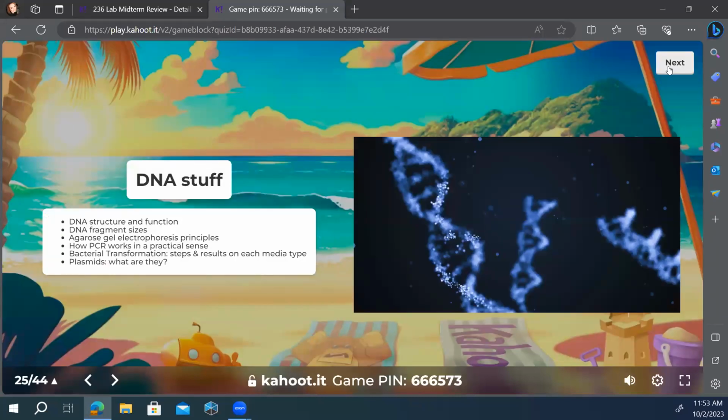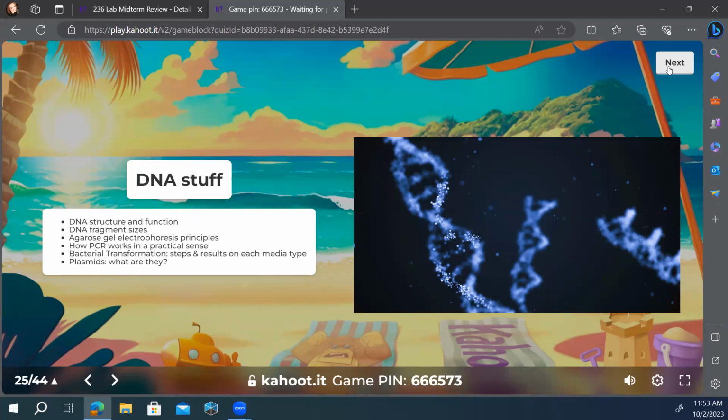All right, so with the DNA stuff, I want you to know about DNA structure and function. We already learned about that with the test, so I wouldn't really worry about that too much on this one, I'm just saying. DNA fragment sizes, I would be aware of. Gel electrophoresis, how PCR works in a practical sense. So note the general steps. Remember, and this was in the lecture test too, but you carry it over: the heating being the denaturing step to split it apart, and then the annealing step, and then the elongation step, right?